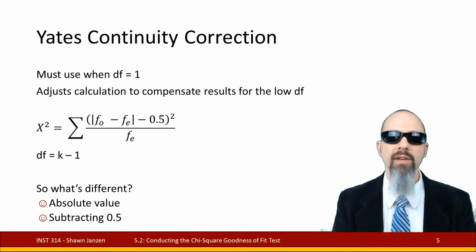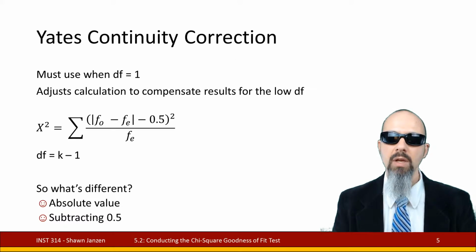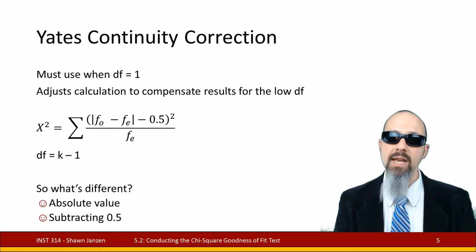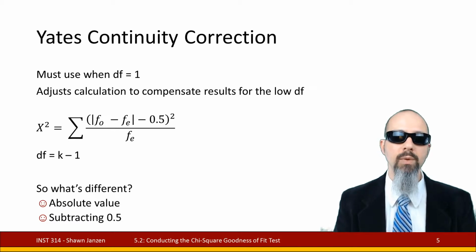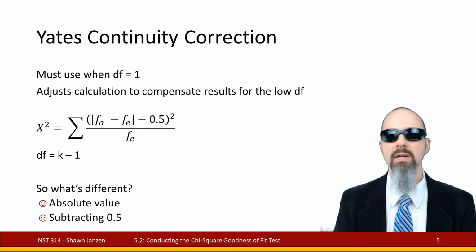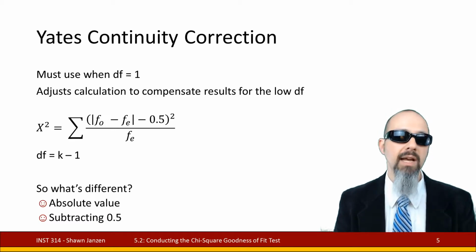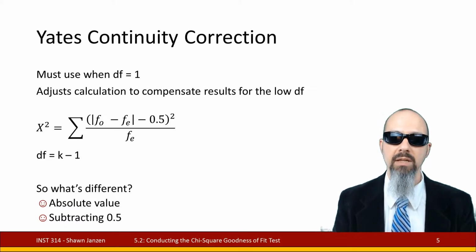This only kicks in when we have 1 degree of freedom. This is because when we only have 1 degree of freedom, we have to adjust our calculations a little bit to compensate for the low value, so our probability tables end up working out properly. And there are 2 extra steps that go into the Yates continuity correction. The first one is that when we take the observed minus the expected frequencies, we take an absolute value of those. And then we subtract 0.5 from those. Then we go back into squaring it, dividing by the expected frequencies, and summing them up. So just keep in mind, Yates continuity corrections are for when we have 1 degree of freedom, and we also have 2 extra steps in that particular setup.